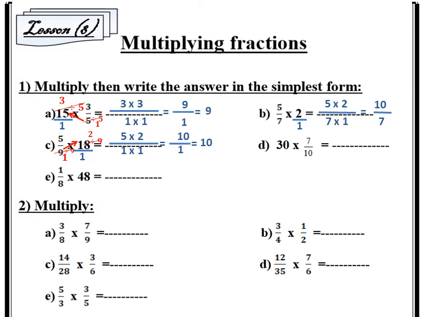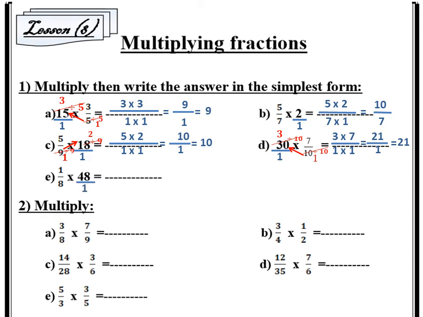30 times 7 over 10. Make the 30 over 1. 30 and 10 are together in table 10, so I'm going to divide by 10, up and down. 30 divided by 10 is 3. 10 divided by 10 is 1. So 3 times 7 is 21, and 1 times 1 is 1. So 21 over 1, which is 21.